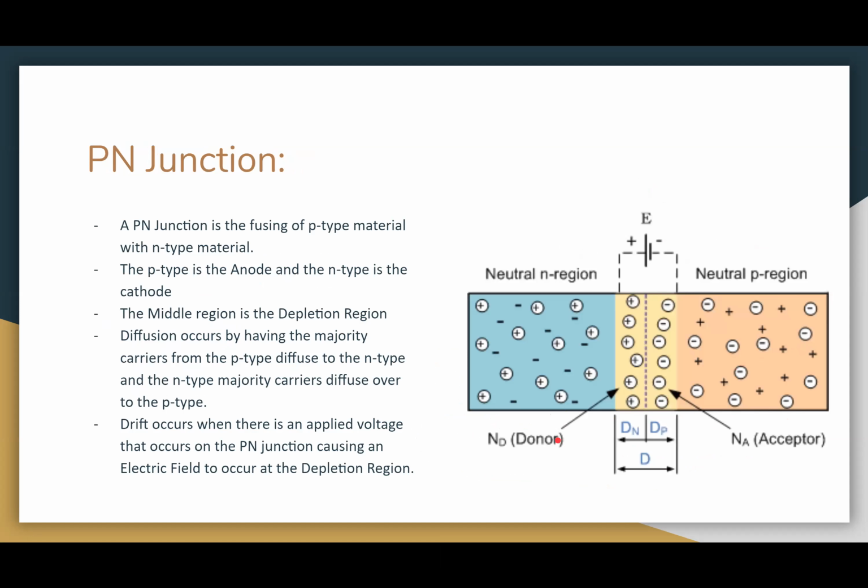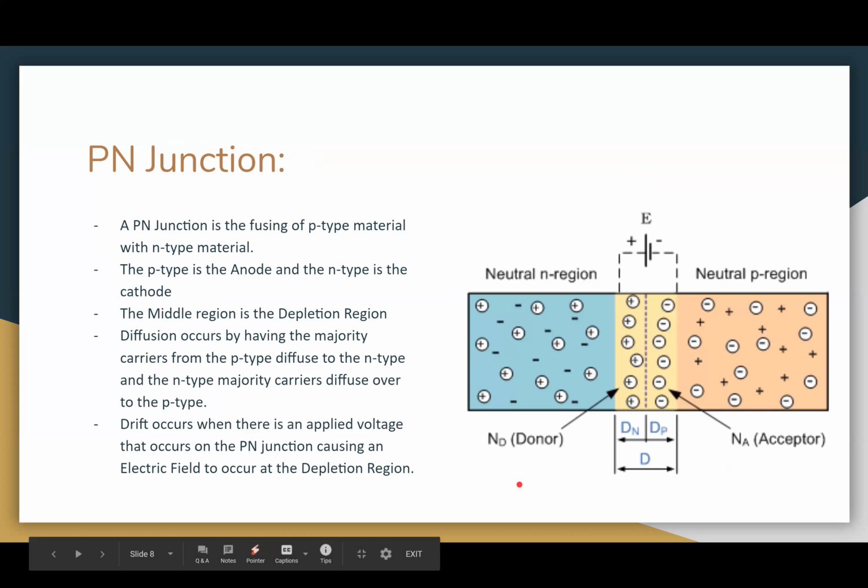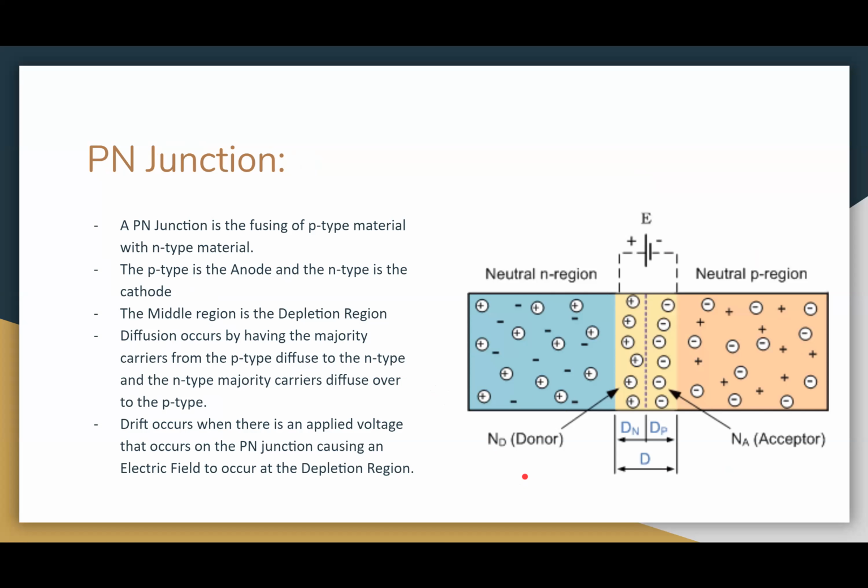All right, so now we're going to be talking about the p-n junction. A p-n junction is formed when you have a fusion of p-type material being fused with n-type material. And this can happen a number of ways. The one that I know best is called liquid epitaxy.